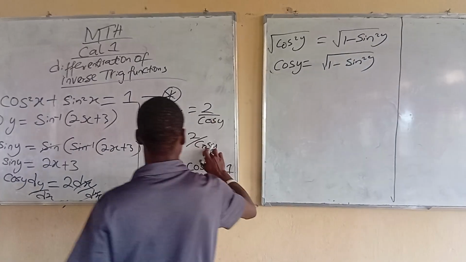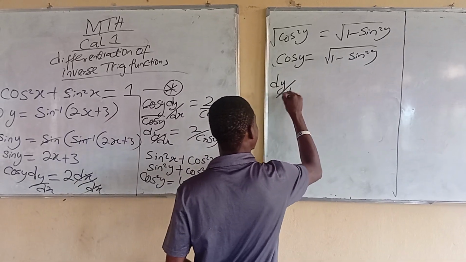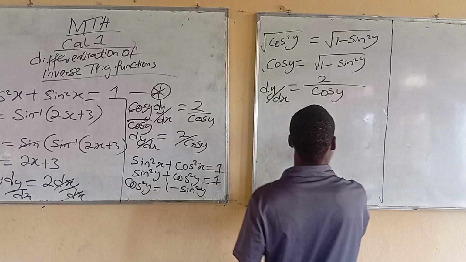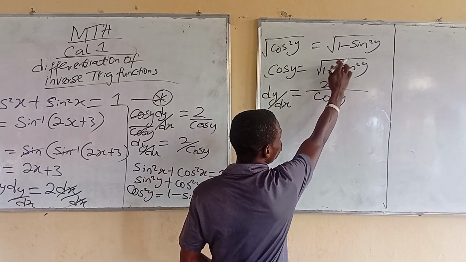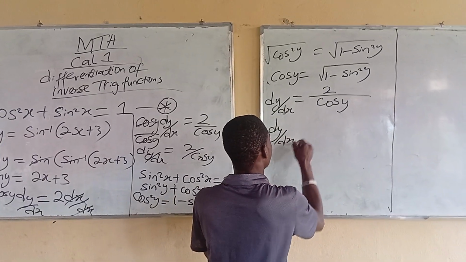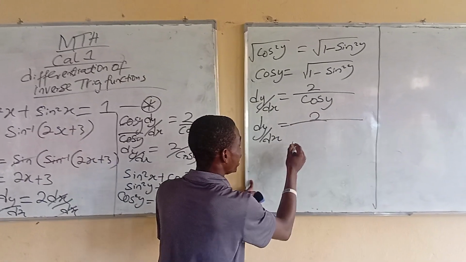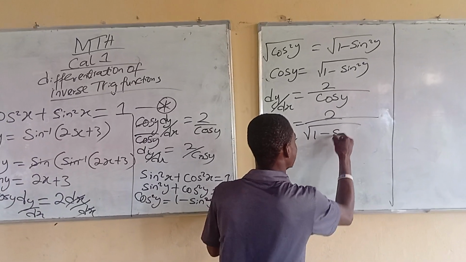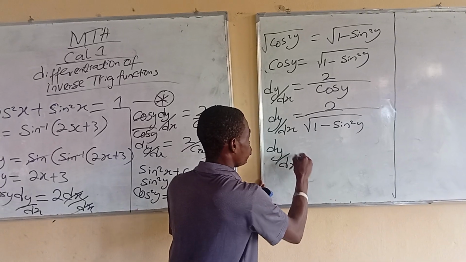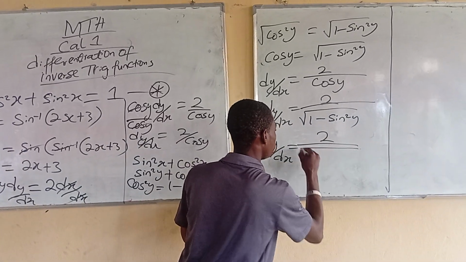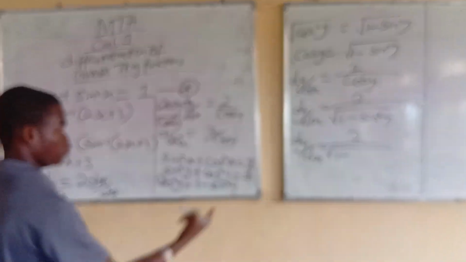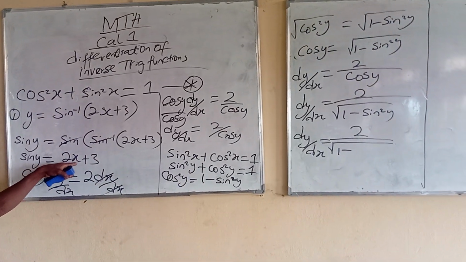Now come back to this equation here. dy over dx equals 2 divided by what? Cos y. Now, what's your cos y? Your cos y equals the square root of 1 minus sine squared y. So dy over dx equals 2 divided by the square root of 1 minus sine squared y, right? So that your dy over dx will be equal to 2 over the square root of 1 minus. Now, what's going to be your sine y? Your sine y is 2x plus 3.